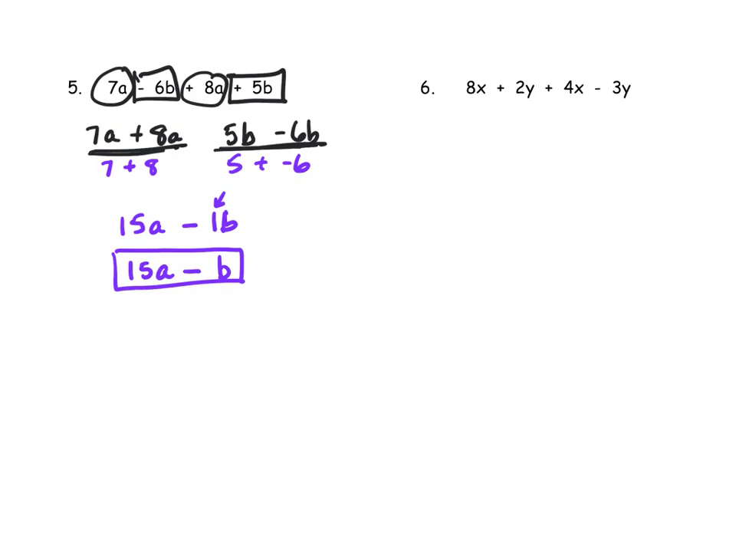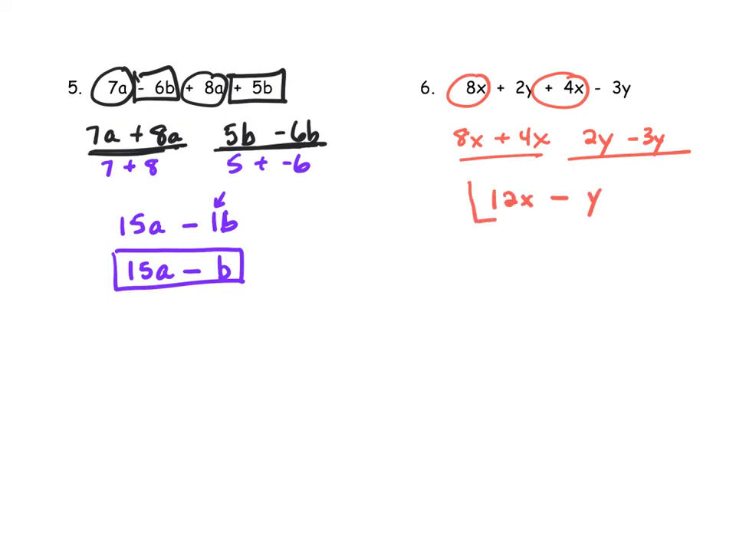Would you please gather up a set of like terms for me, starting with 8x? If you gathered up 4x with the 8x, you are in great shape. Our next set of like terms, would you please identify what they are? If you said 2y and negative 3y, you're correct. Would you please write the final answer now the way that they would write it in an answer key or a textbook? All right, the way that they would write that is 12x minus y.